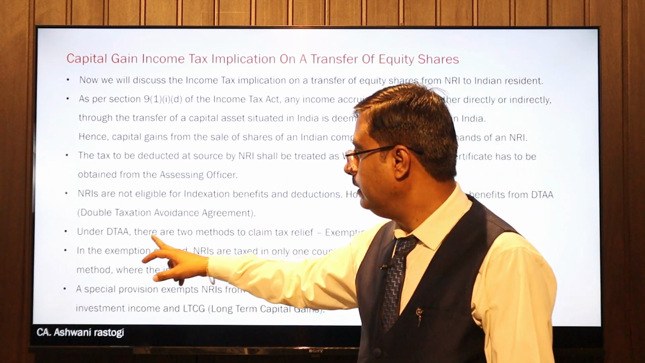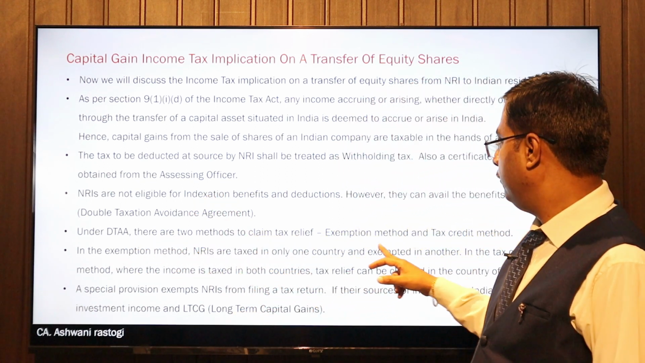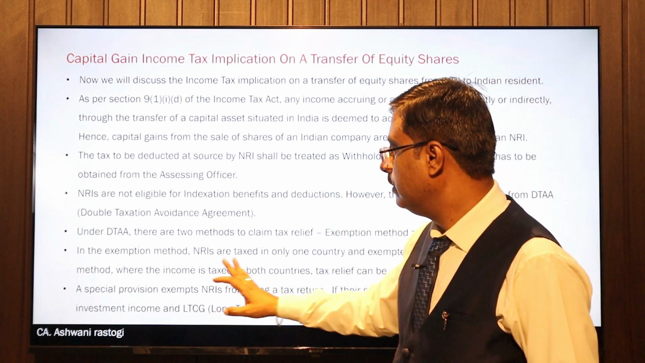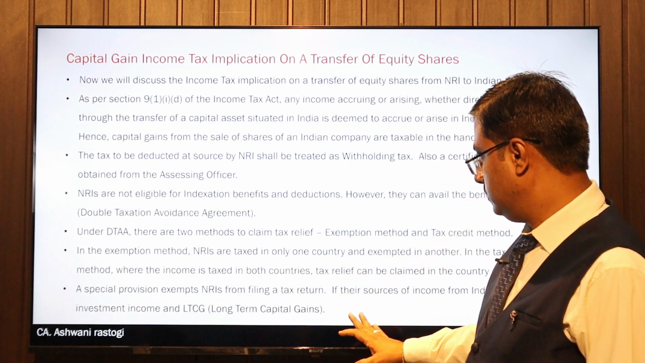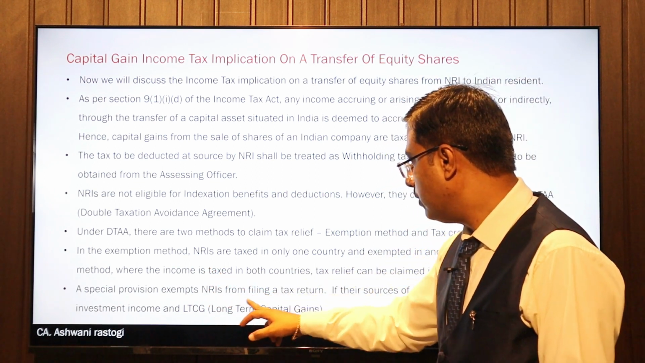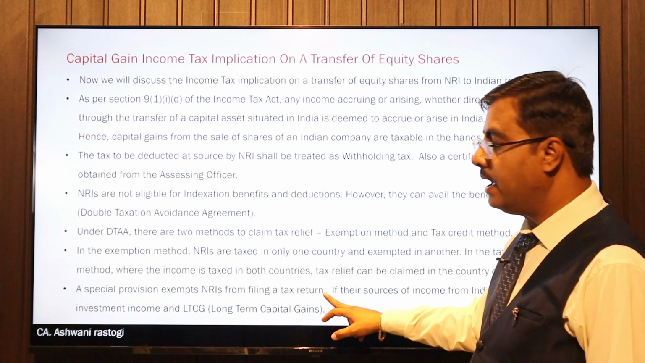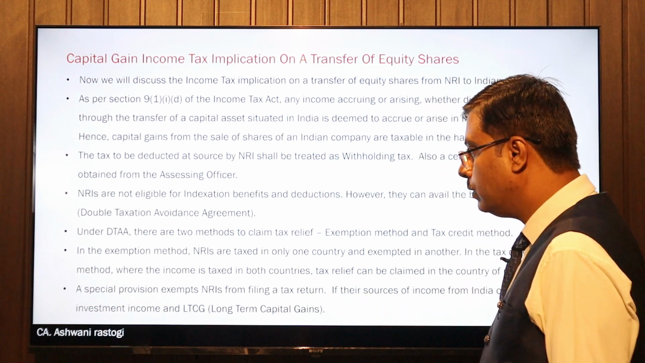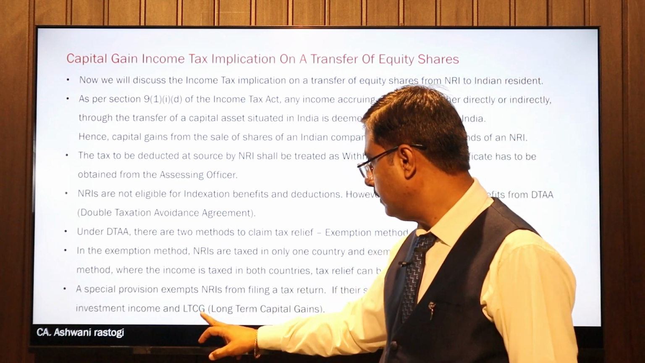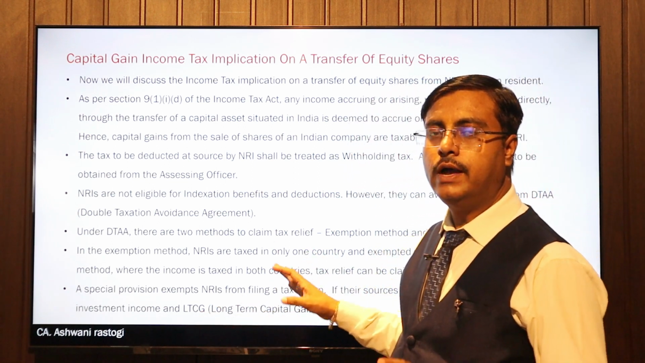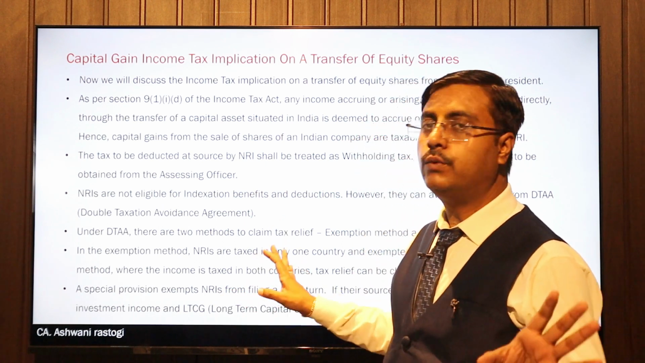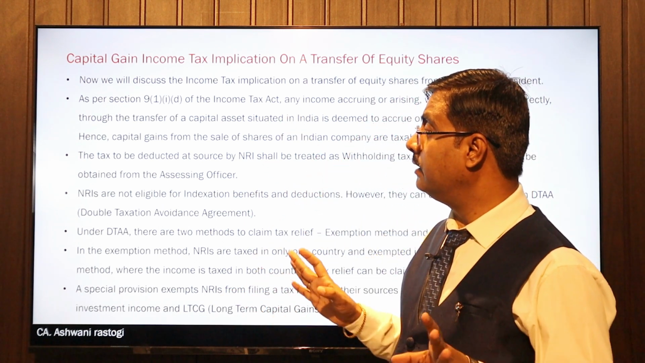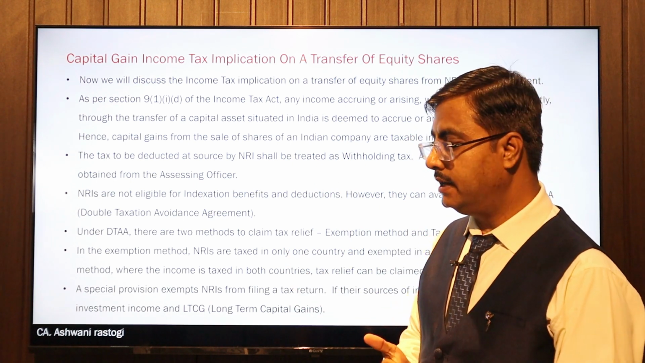Under the DTAA, there are two methods: the exemption method or the tax credit method. Under the exemption method, a special provision exempts the NRI from filing a tax return, since you have already withheld the tax, if their source of income includes only investment income as a long term capital gain, and for which you have already withheld tax. There is no requirement to file an ITR in India, since you are gaining capital gain from India.